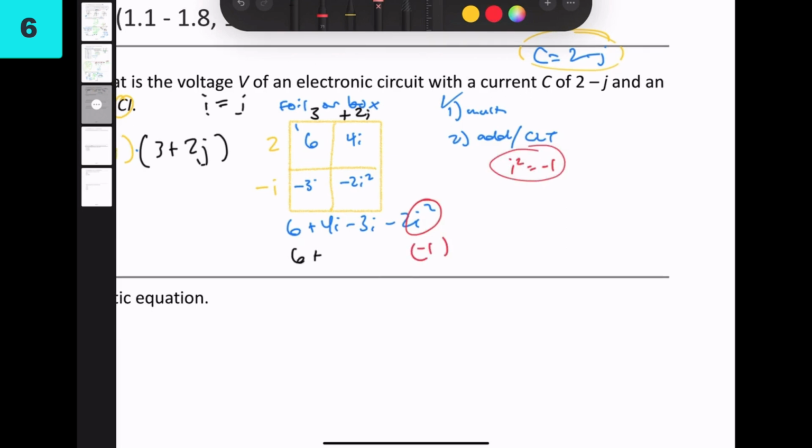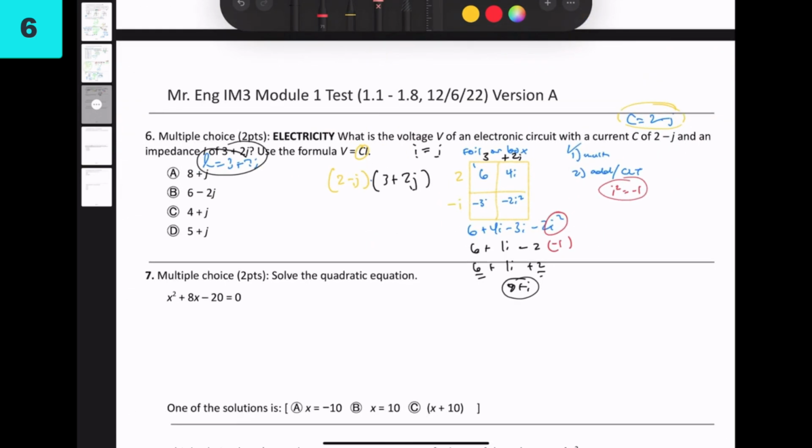4 minus 3i is just 1i. 6 plus 1i plus 2, so that would just give you 8 plus i, or 8 plus j, which would be choice A.